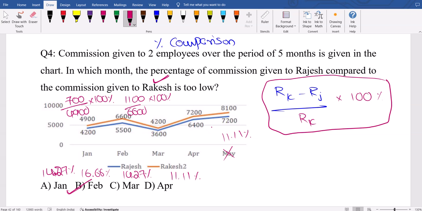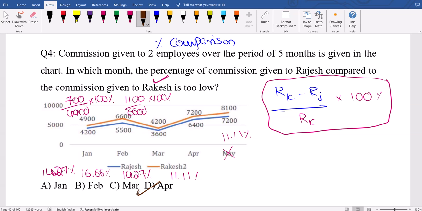So percentage comparison is the difference with respect to whom you are comparing. And the question, sorry, they are asking too low. Too low is in April among the given options. 800 divided by 7,000, 1 by 9.